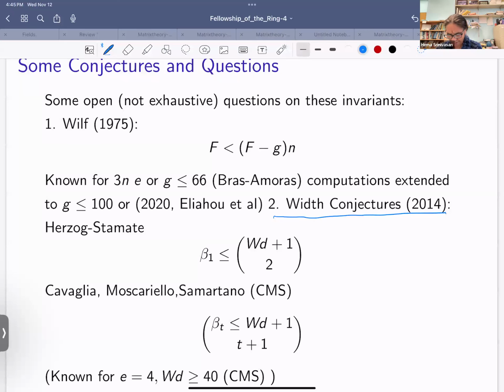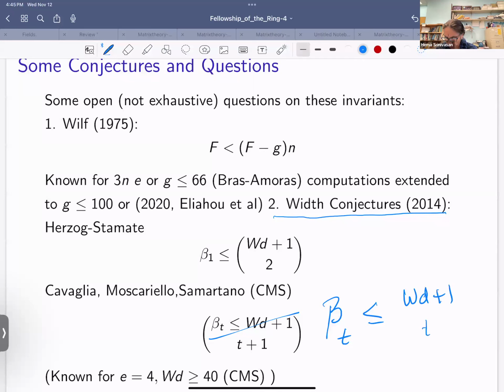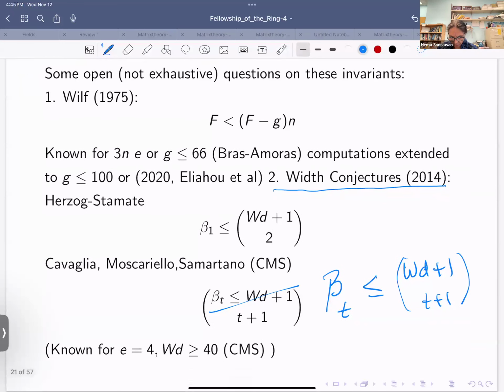There is this conjecture called the width conjecture, which was first introduced by Herzog and Stamate, that says that the first Betti number, the minimal number of generators, is going to be less than or equal to the width plus 1 choose 2. We'll talk a little more about it. And it was extended to say that beta t is less than or equal to width plus 1 choose t plus 1 for all of the other Betti numbers. It's in the same paper. They show it is true for e equals 4, the multiplicity is 4, or if the width is at least 40, some big number. This has been verified for that.